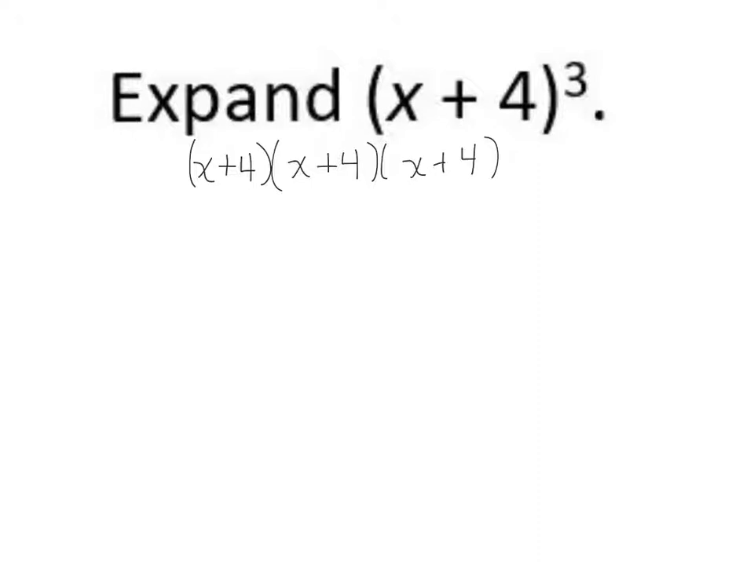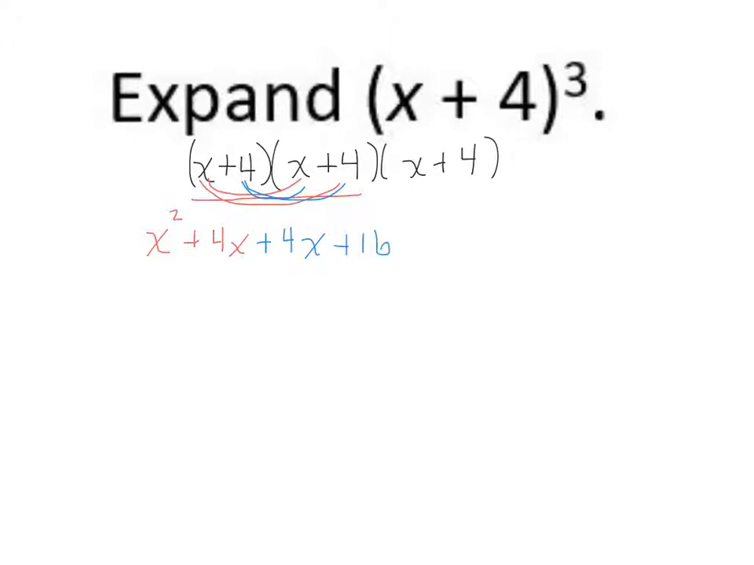So what we'll start with is just going ahead and multiplying the first x plus 4 by the second x plus 4. So again, we've just got to distribute the x to each of the things in the second binomial. So x times x is x to the 2. And then multiply the x by the 4 as well, and we get 4x. Now distribute the 4, and we get 4 times x is 4x. And 4 times 4 is 16.